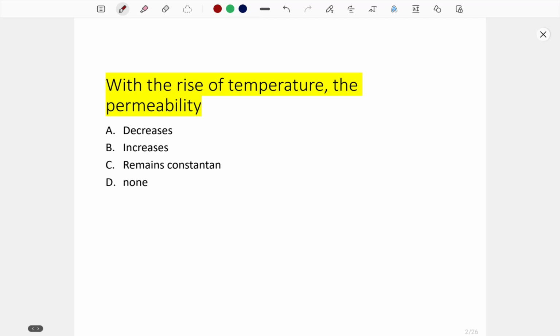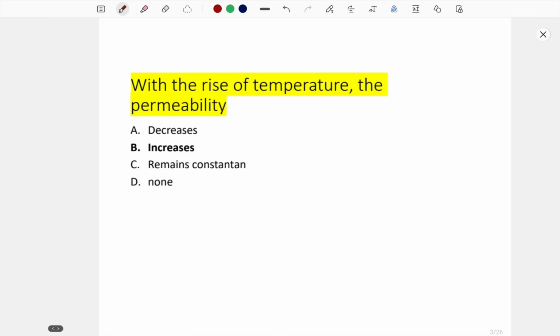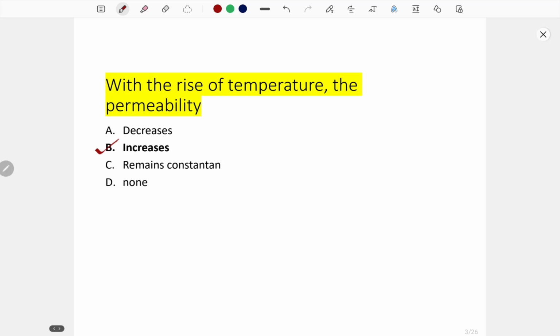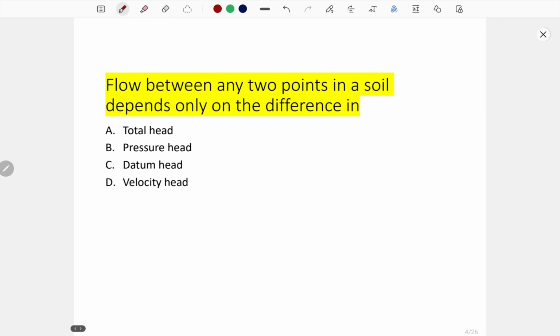With the rise of temperature, the permeability of the soil will increase. The flow between any two points in a soil depends only on the difference in the total head. You must remember this. This is an important one for your examination.